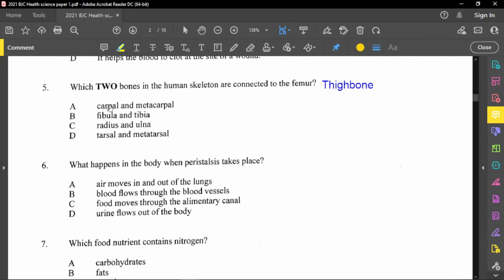Especially the carpals are at your wrist, and the metacarpals are between the carpals and the phalanges in your fingers. The tibia and fibula, definitely yes, because they connect to the thigh bone. So they are on the lower part of your legs.